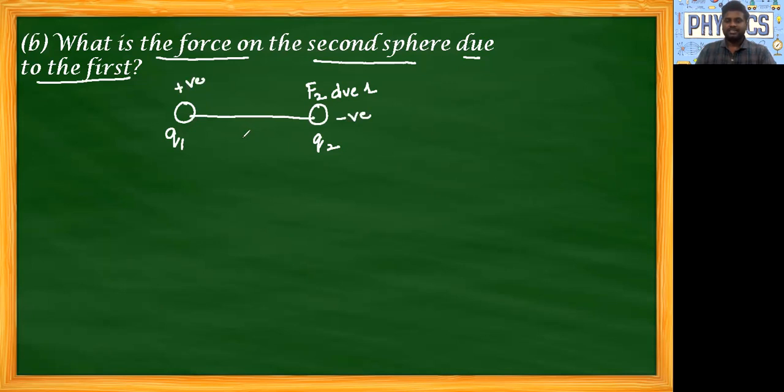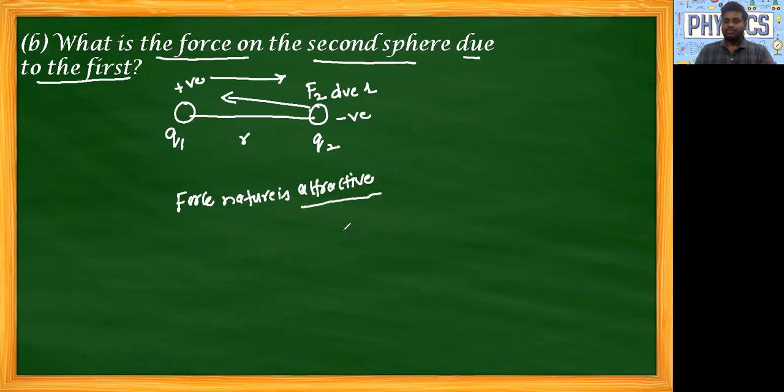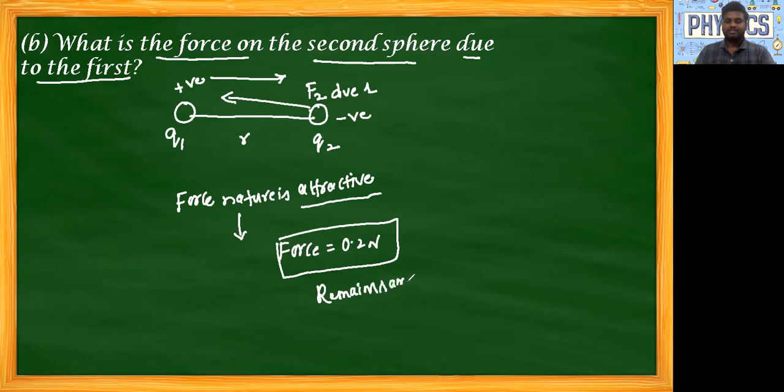These two are separated by some distance R, which we have now found. Then what is the force? This force F2 due to 1 is attractive from this side, and from this side also attractive. So the nature of the force is attractive. And the force is the same. How much? 0.2 Newton. The force remains constant, that is the same in these two cases.